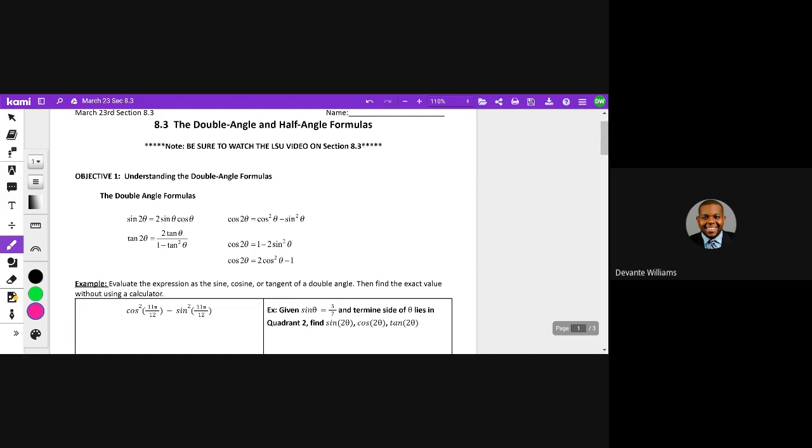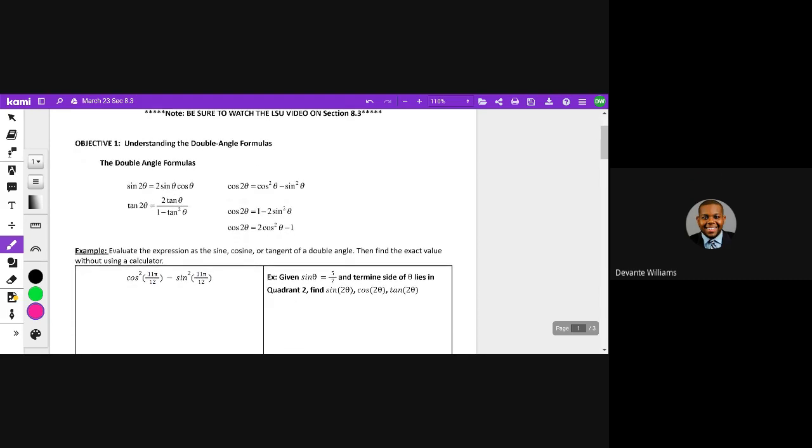All right. So objective one, understanding the double angle formulas here. You have five formulas. You have one for sine of 2 theta, which means we double it. So sine of 2 theta equals 2 sine theta cosine theta. We have three cosine formulas here. Just use whichever one is easier for you. All three of them get the same answers. Just pick the easiest one. And we have one for tangent, okay? These formulas were derived from the Pythagorean identities here.